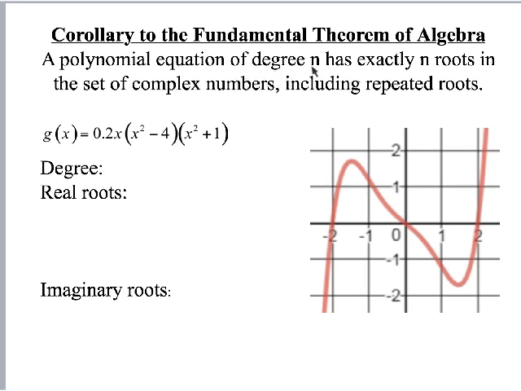That if you have a 5th degree, that means I have 5 roots in the complex numbers, including repeated roots, meaning multiplicities. So whatever the degree is, that's how many roots you have in the complex numbers. It's just you could have multiplicities, and you can have imaginaries, and all sorts of fun stuff.